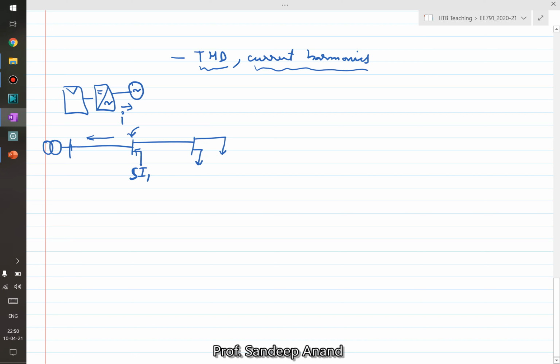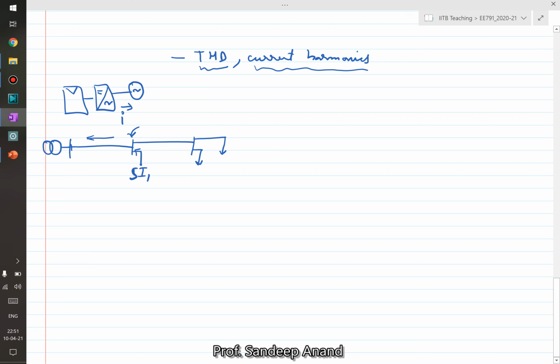The initial thought was that the solar inverters should not pollute the grid, and should ensure a good, smaller value of total harmonic distortion of the current.